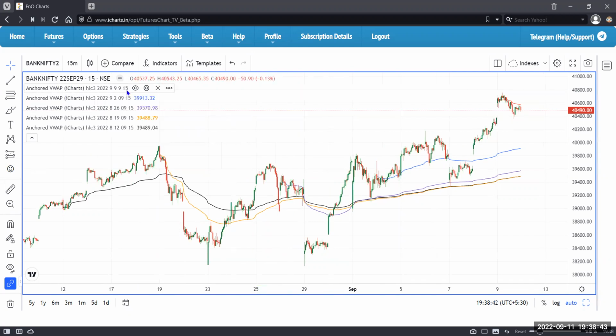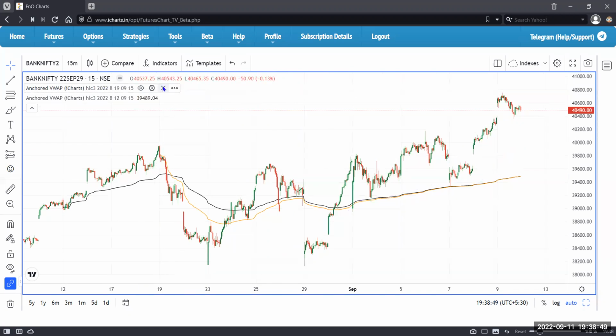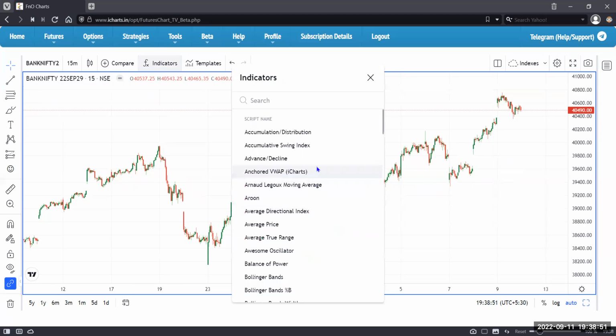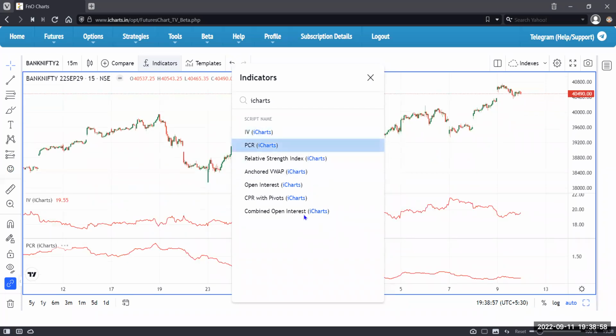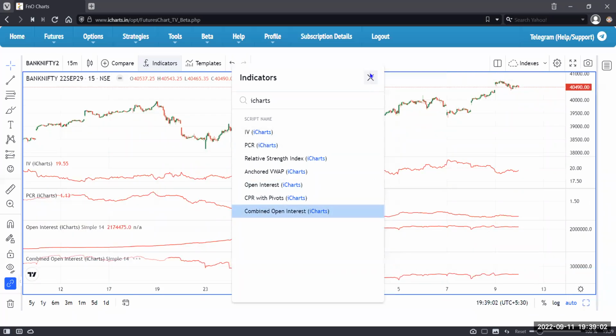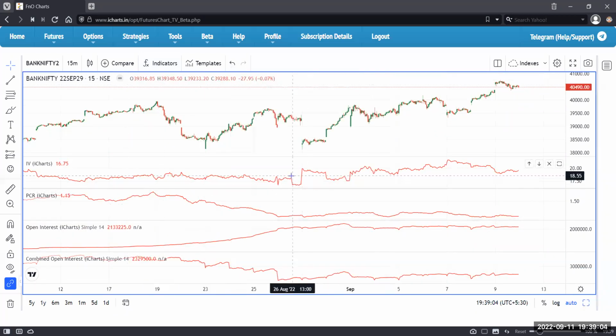So I'm done with AVWAP now. I'll just remove this and we'll go ahead with other indicators. Let me quickly check. Okay, now the other indicators that we have on the futures chart particularly are IV, PCR, open interest, and combined open interest. Let me just take all these.